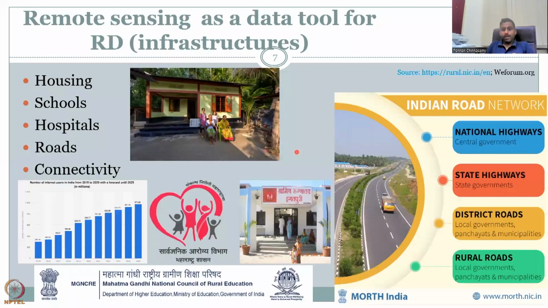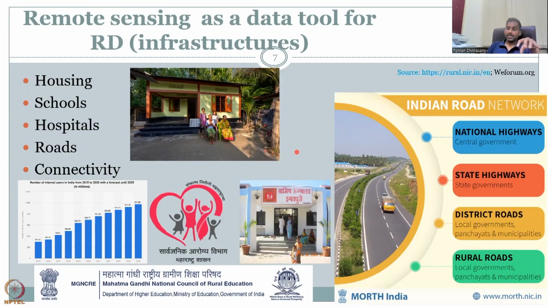We also looked at where remote sensing can be used as a data tool. Along with water and food security, we also looked at rural development infrastructures such as housing, schools, hospitals, roads, and connectivity. Why roads differ from connectivity is that here it is mostly the internet connectivity, mobile network connectivity.